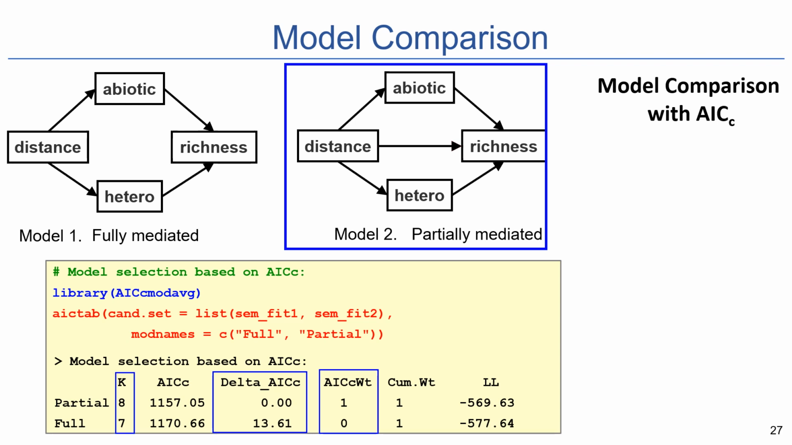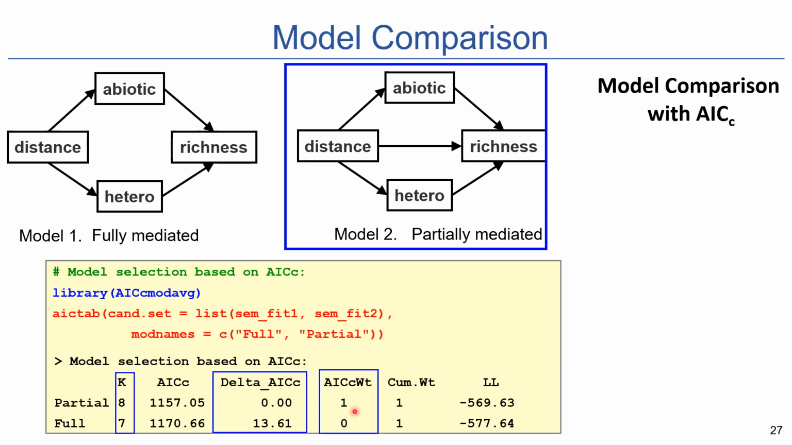In addition to the delta AIC, the output table also gives us the k-values, and these are the number of estimated parameters in each model. Also, we can see the AIC weights here, and these are the standardized measures. They are calculated using our delta AIC values, and they give the relative support for each model.